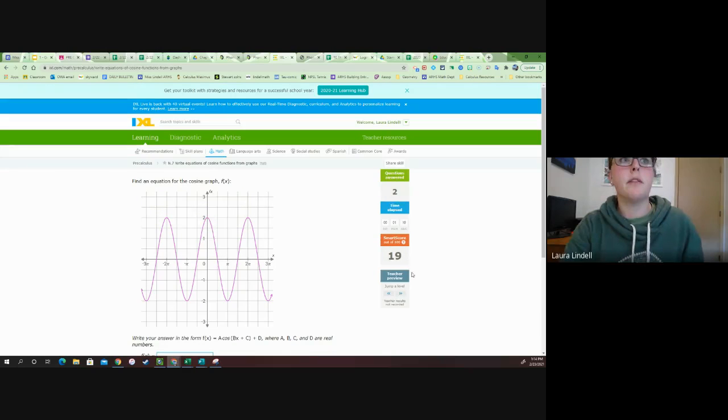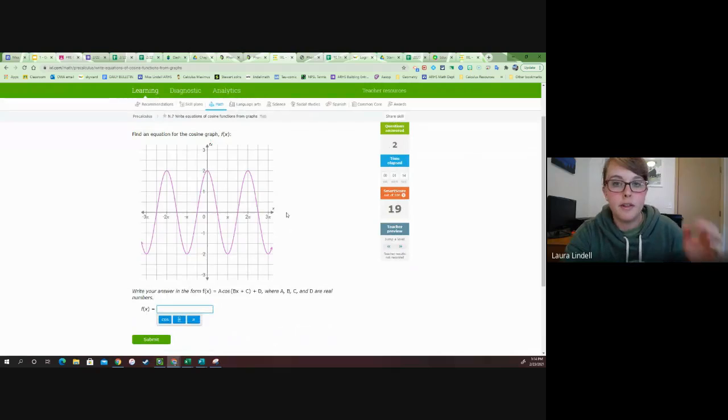Let's find something that changed a little bit. Okay, this one changes it a little bit. So as you go little by little, they're going to be adding more and more things that you're supposed to change, like the vertical shift or the phase shift or the amplitude. This one's got a different amplitude. It's still got the same period because from peak to peak, you still see we're going from 0 to 2 pi. But the amplitude is different. So this one is just 2 cosine.